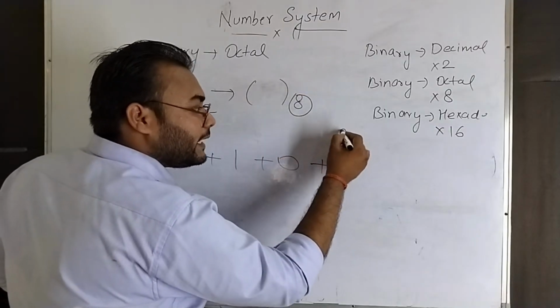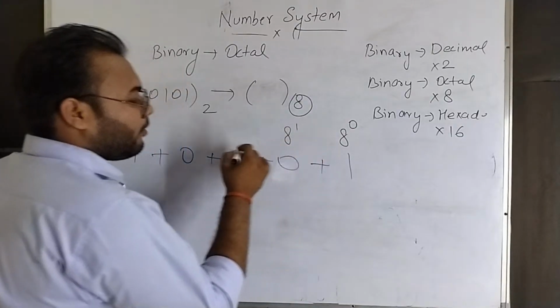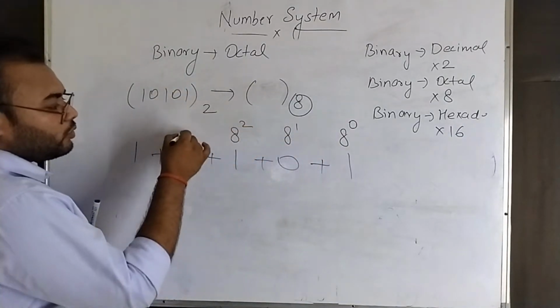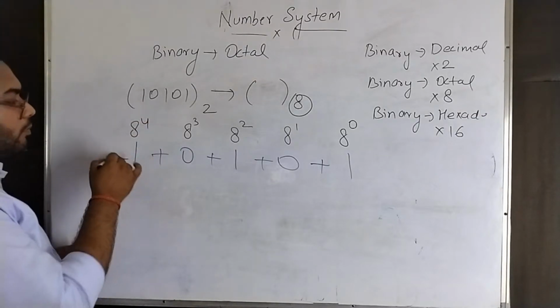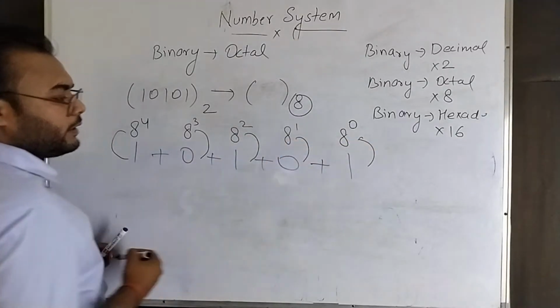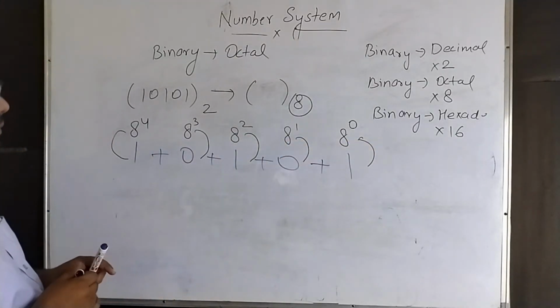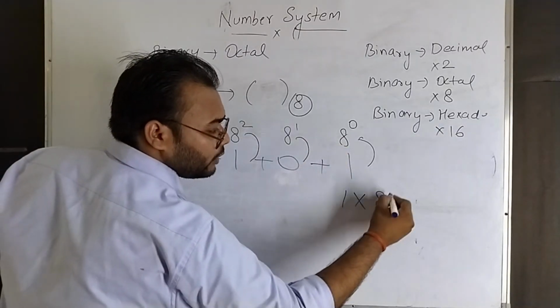So we are going to multiply it by base of 8 to the power 0, 8 to the power 1, 8 to the power 2, 8 to the power 3, and 8 to the power 4. And we are going to multiply this number. ठीक है, तो क्या होगा जब मल्टीप्लाई करेंगे तो? Let's see. This will become 1 into 8 to the power 0.